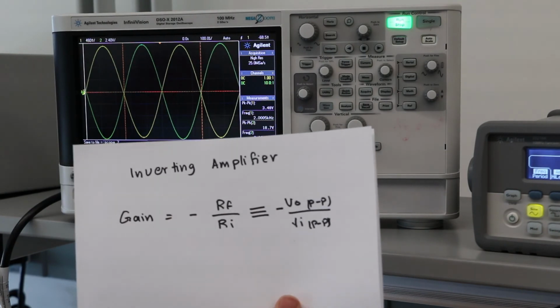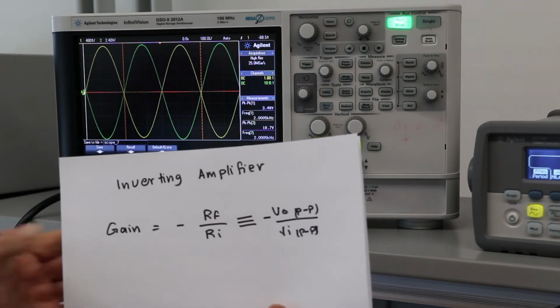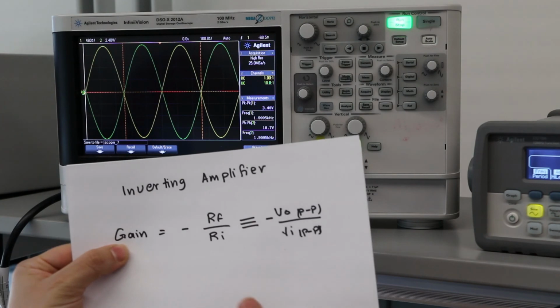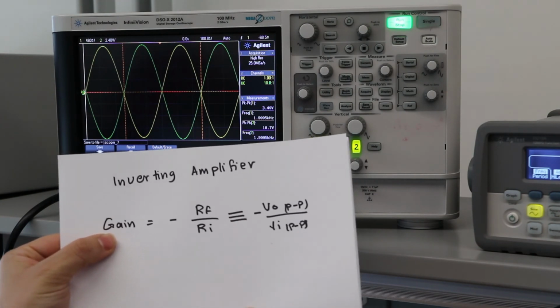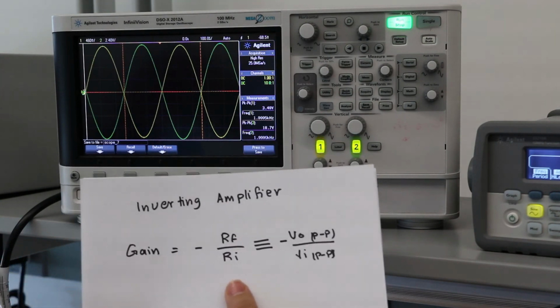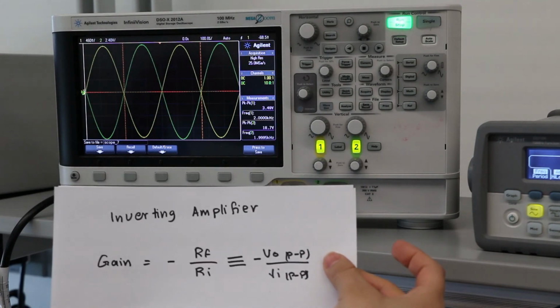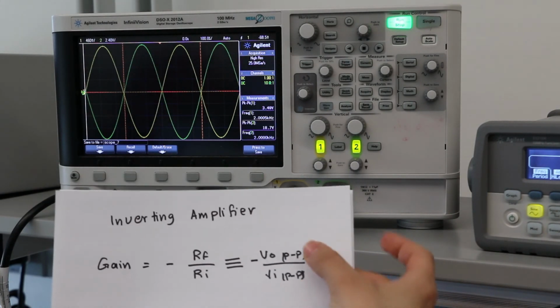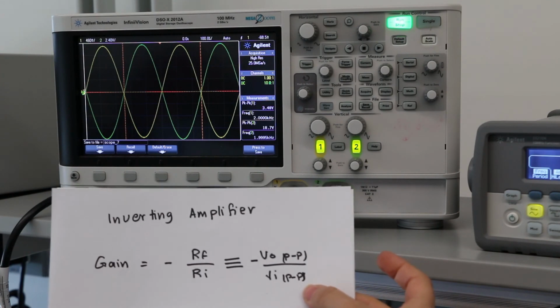And you also notice that for the inverting amplifier, the theoretical gain is negative, the feedback resistor divided by the input resistor. And this should match peak to peak 2 divided by peak to peak 1, which is the output voltage divided by the input voltage.